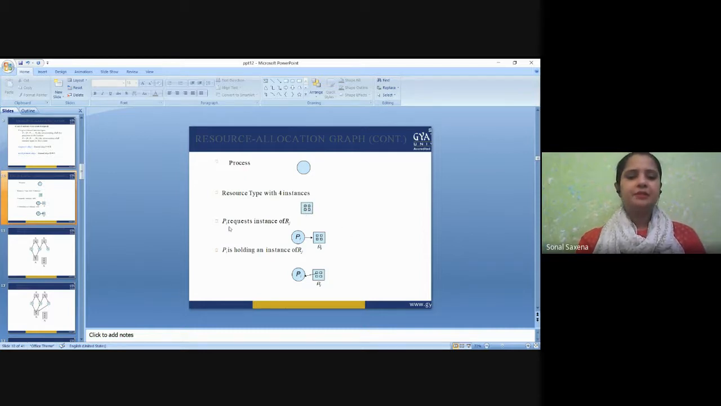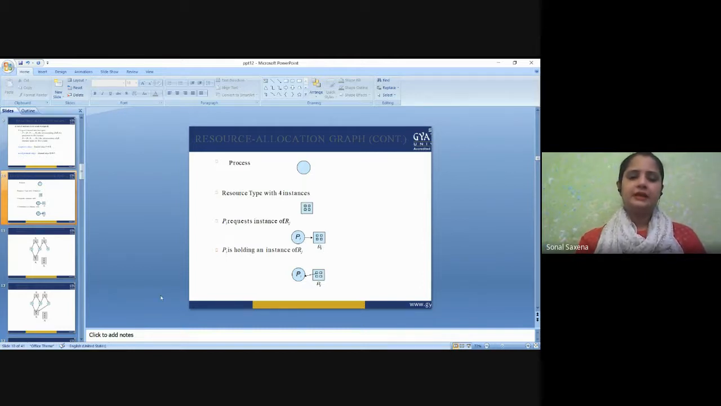Then let's say P1 requests an instance of RJ. Let us assume there is a process P1 which is requesting a resource RJ. How do we represent it? Using this circular form, this is a process, and it is requesting. I told you, whenever we want to make a request, we make a directed edge from the process to the resource. So here we have requested the resource.